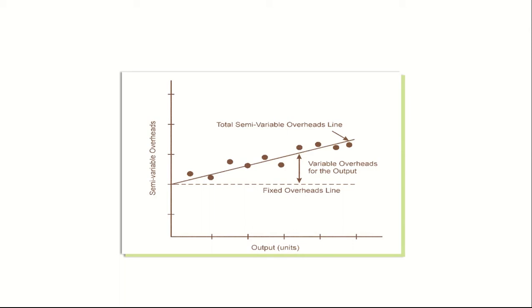E. Least square method. This is the best method to segregate semi-variable cost into its fixed and variable components. This is a statistical method and is based on finding out a line of best fit for a number of observations. The method uses the linear equation y equals mx plus c, where m represents the variable element of cost per unit, c represents the total fixed cost, y represents the total cost, x represents the volume of output. The total cost is thus split into its fixed and variable element by solving this equation.